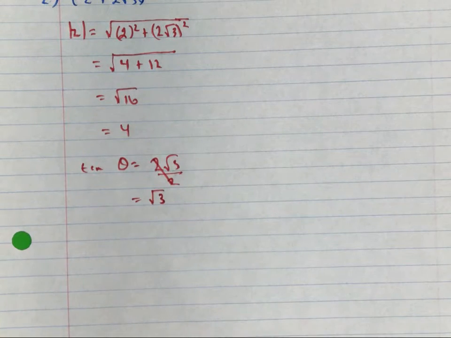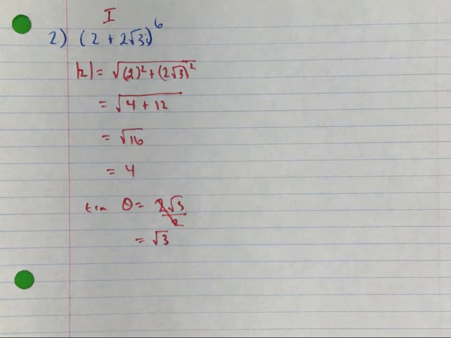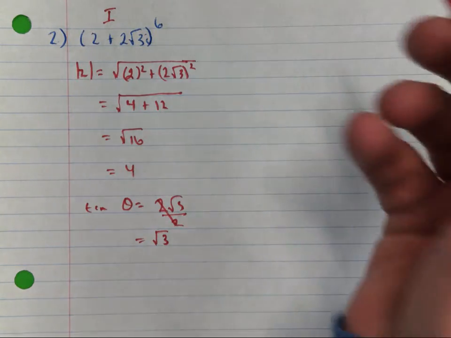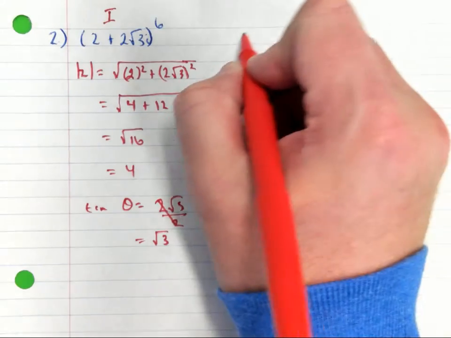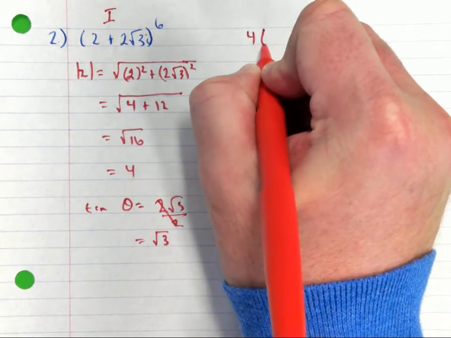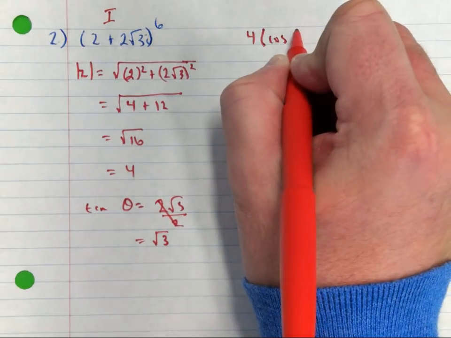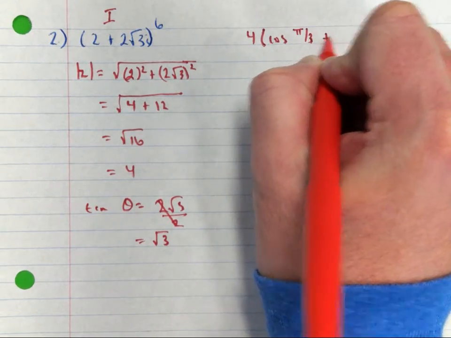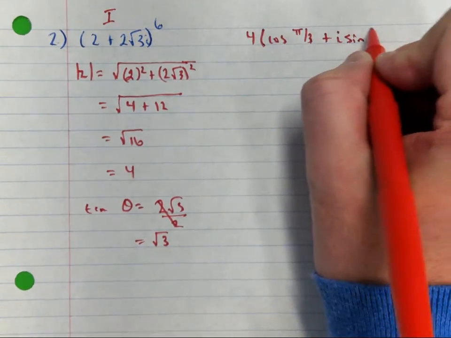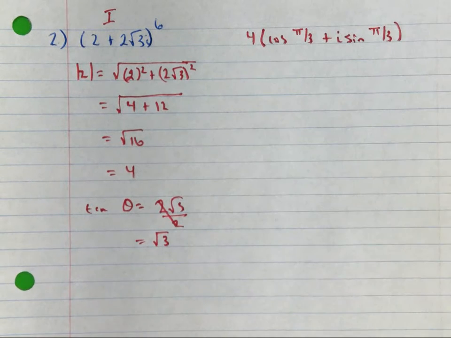Which family gives me a tangent value of root 3? Pi over 3. And what quadrant is that in? First. Okay, so here we go. Let's write our polar form. So 4 cosine of what? So that's our first step, is just writing it in polar form. So that reviews what we did yesterday, didn't it?